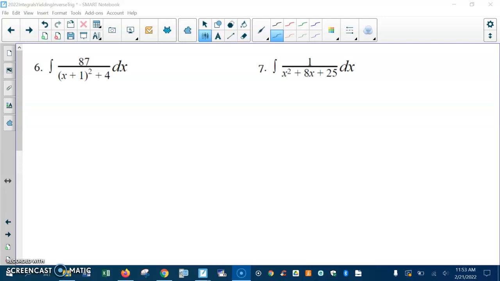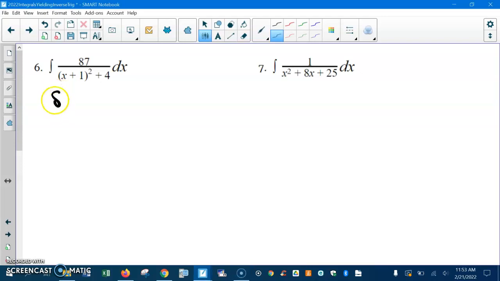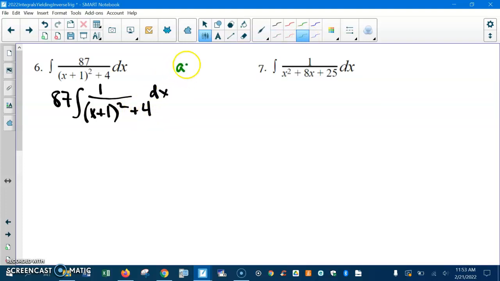So for number 6, the first thing that I noticed is I have a constant that I can pull out in front as I go down my list of questions that I might ask myself on how to solve an integral. So if I pull out the 87 in front, then what I notice I'm left with is actually two perfect squares, where a is equal to 2, because a squared is 4, and u is equal to the whole expression of x plus 1, which conveniently leaves my du and dx as a direct exchange.